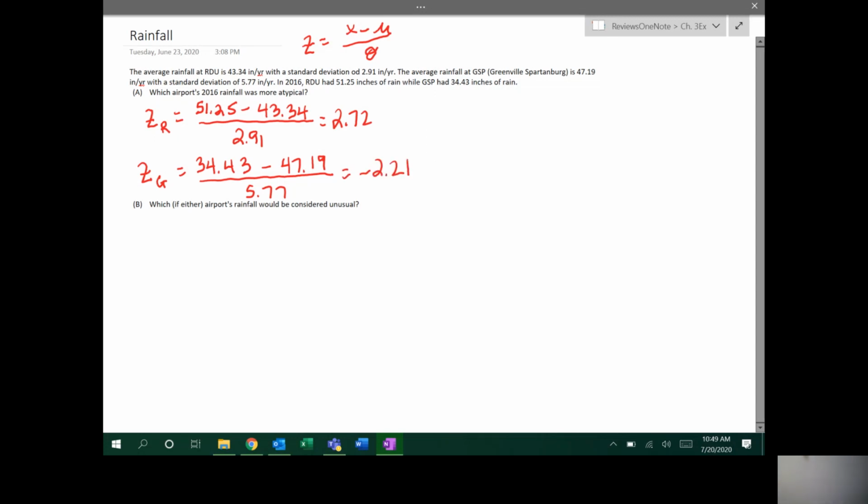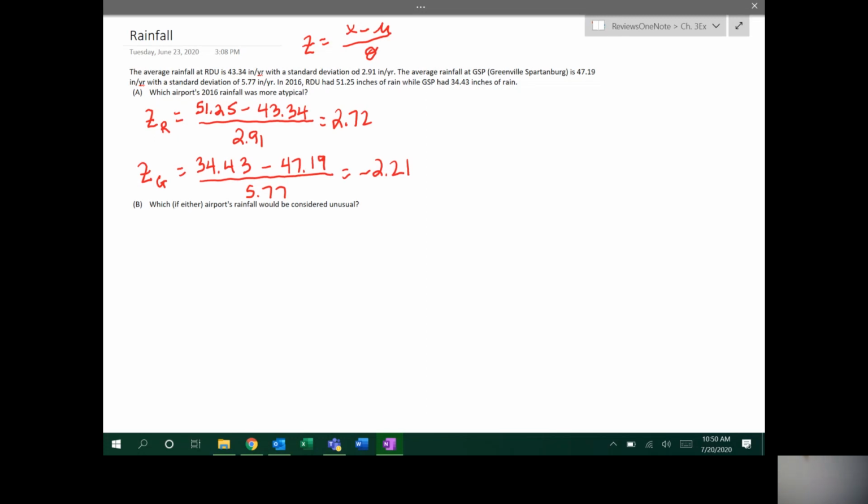It is perfectly okay to get a negative number for a z-score. All it tells you is that in this case, this airport was below the mean that year. The positive for Raleigh means that they were above the mean in that given year. So which one is more atypical would mean which one is farther from zero. And you know that 2.72 is further away from zero than negative 2.21.